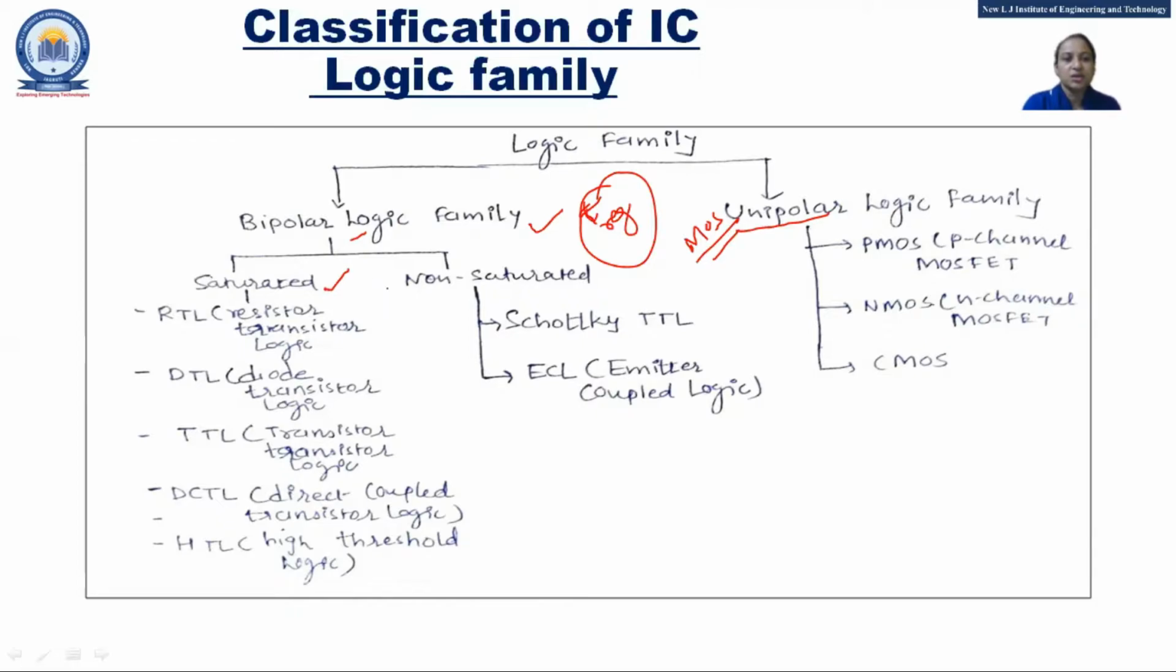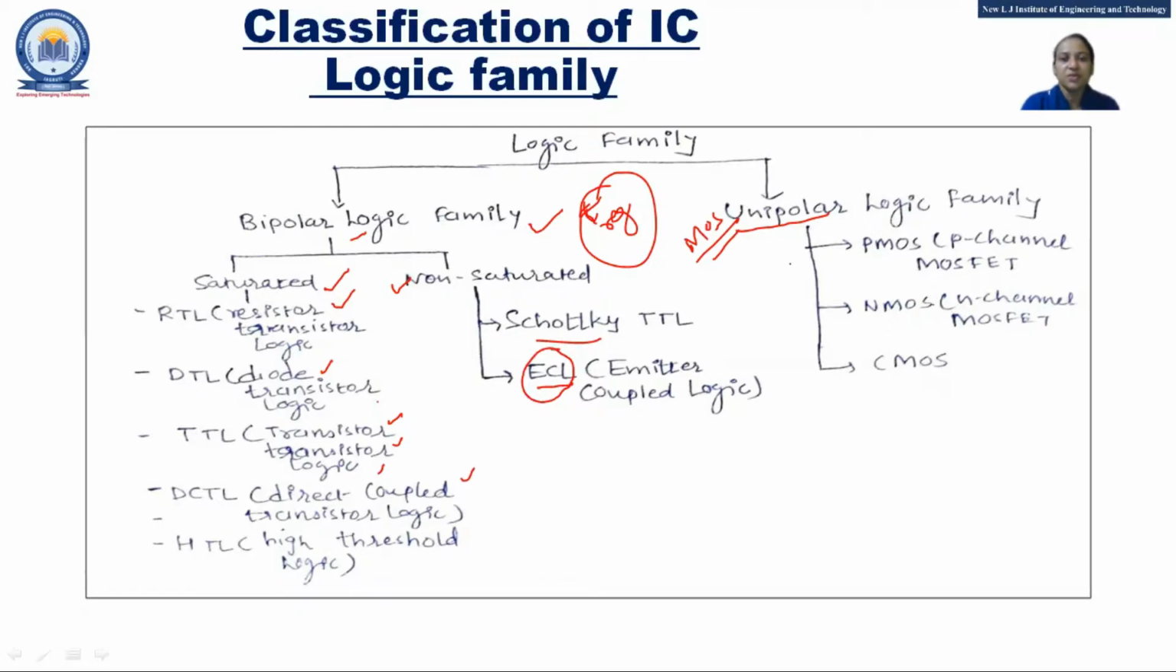Now we'll see that the bipolar logic family is subclassified into two: saturated logic and non-saturated logic. Saturated logic is classified into RTL, that is resistor transistor logic; DTL, the diode transistor logic; TTL, that is transistor transistor logic; DCTL, that is direct coupled transistor logic; and HTL, that is high threshold logic. In non-saturated logic we have Schottky TTL and ECL. ECL stands for emitter coupled logic.